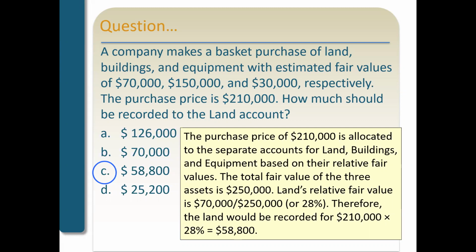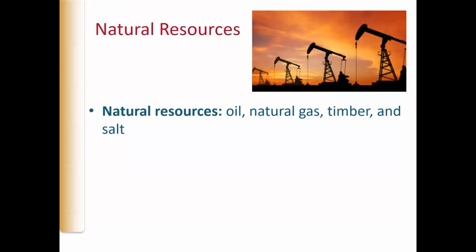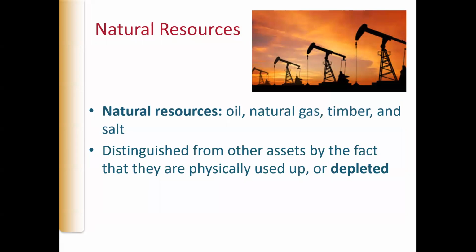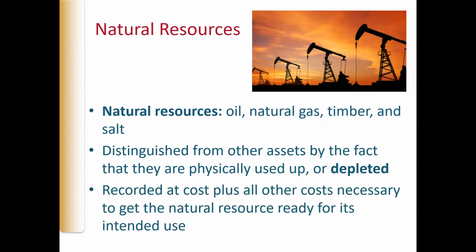Okay, got it. Okay. So now, what are natural resources? Oil, natural gas, timber, salt. They get distinguished from other assets because they can be physically used up, which we call depleted.